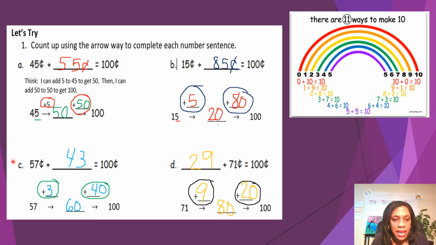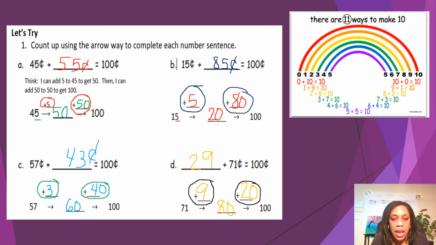Okay, so let's look at C. So I was at 57. I needed to add 3 more to make the 10 number 60. 60 plus 40 will get me to 100. So that means I have 43 cents, and I need to put the cent sign there because we're talking about money. The next one is D.